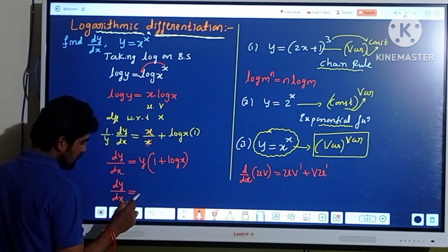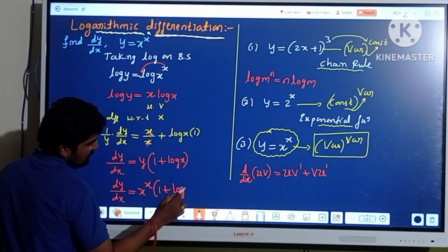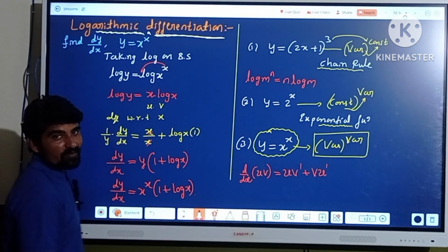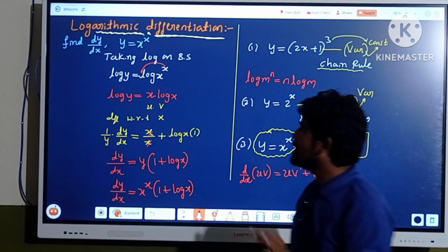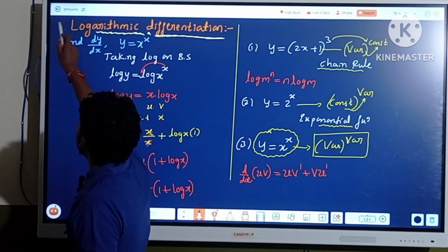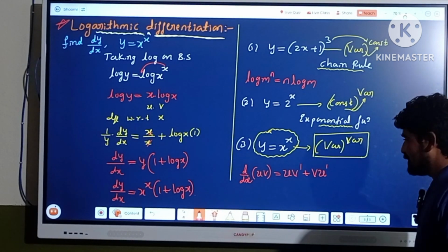So the final answer for dy by dx is, observe here, what is y in the given function? x power x into 1 plus log x. I hope all of you understood the procedure to find the derivatives of functions using what? Logarithmic differentiation.